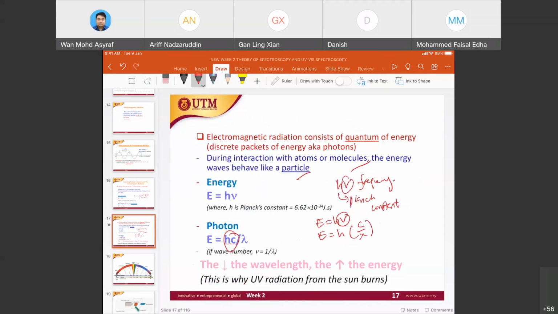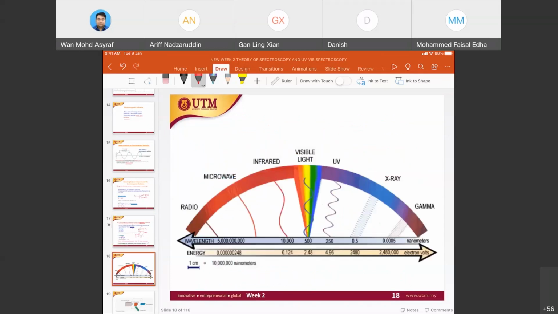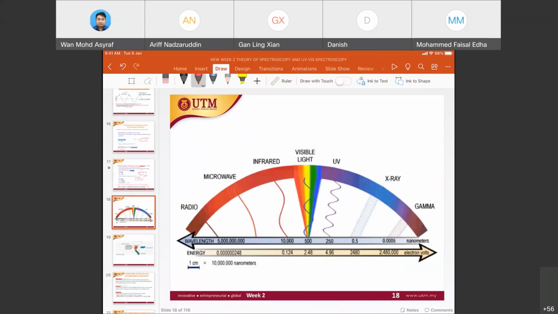Okay, Doctor. Alright. In terms of calculations and explanation, as I said, I will put a video that explains in more detail. This is the same as what we looked at in terms of what electromagnetic radiation is and where each range occurs. Okay.